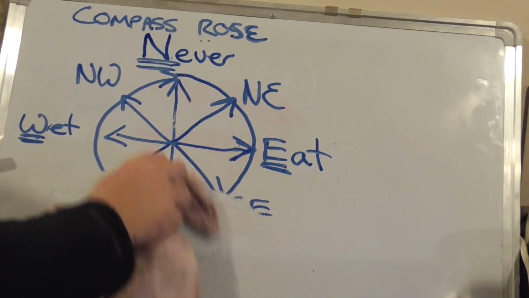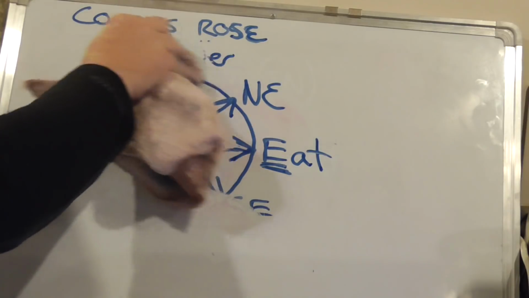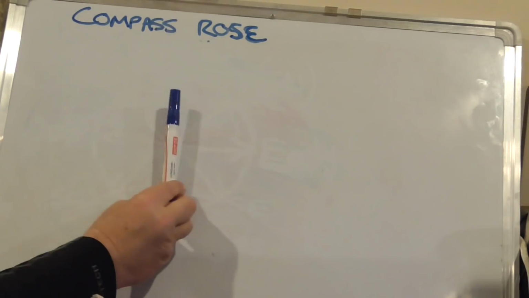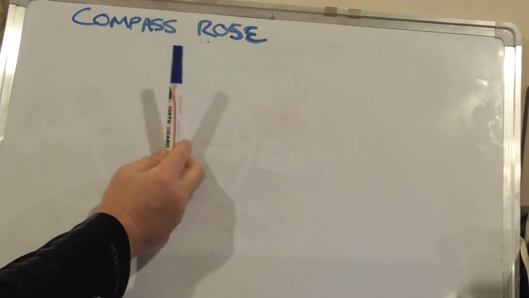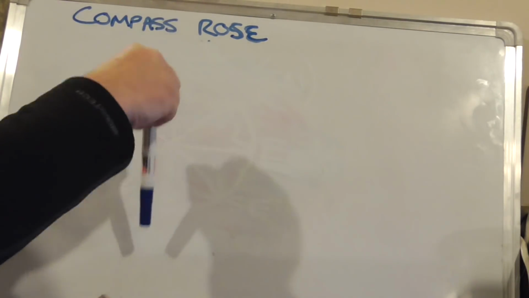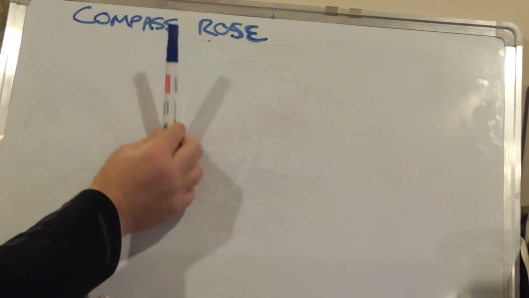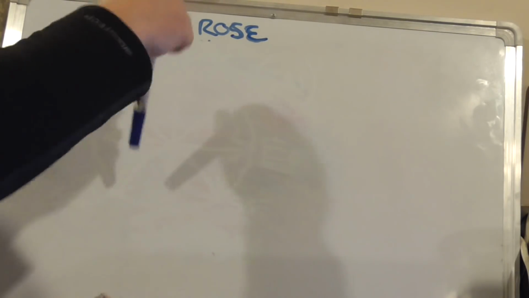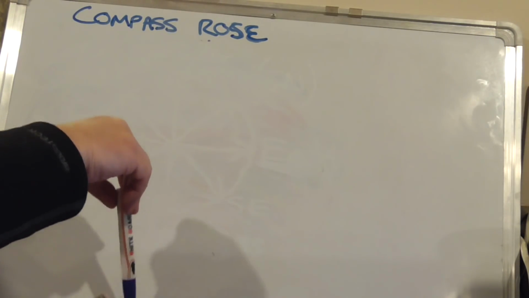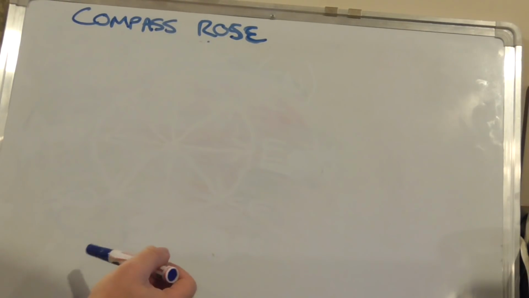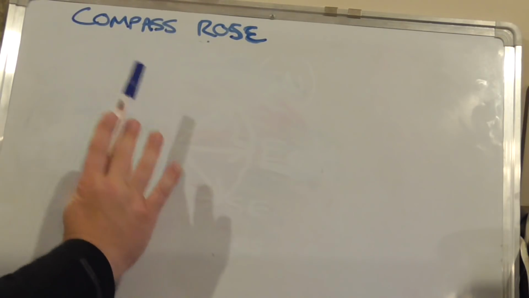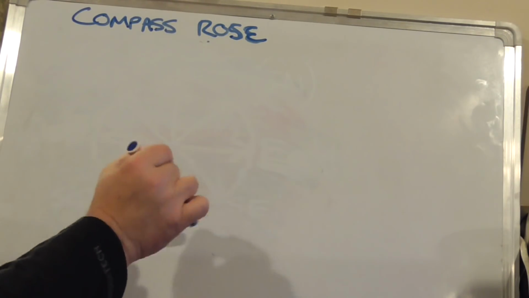Now a compass rose, although we're doing it on a board here with north pointing up, north doesn't point up towards the ceiling or up towards the stars, and south doesn't point down towards the ground or into the middle of the planet, into the earth. The compass rose here is just to get an idea of understanding direction between north, east, south and west.